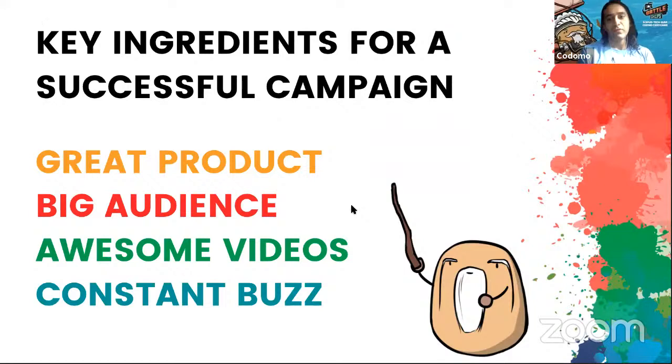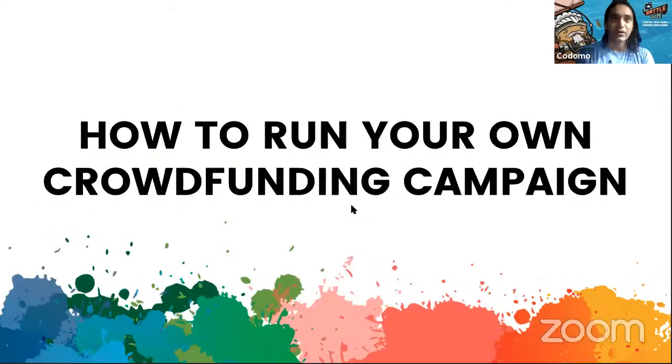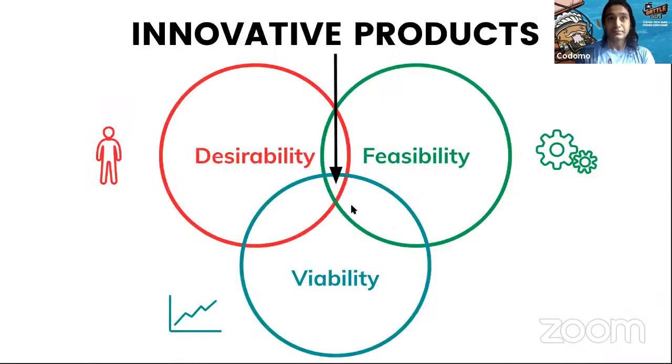The way we look at it, there are 4 secret ingredients to a successful campaign: great product, big audience, awesome video, constant buzz. Today I'll just be focusing on the first one, which is a great product. So if you've forgotten everything I said before this, that's great, because this is what you should be taking away from what we're talking about today.